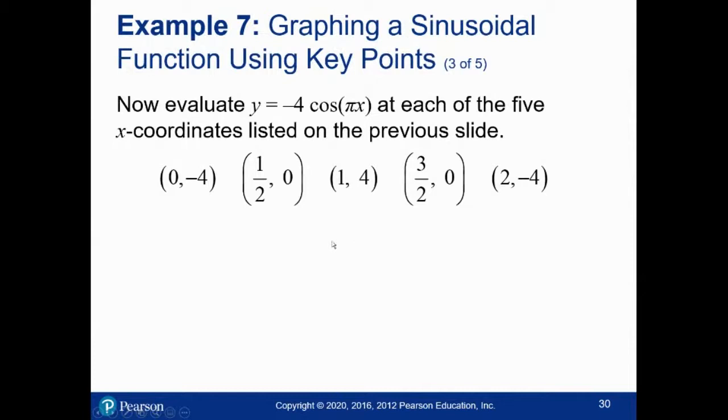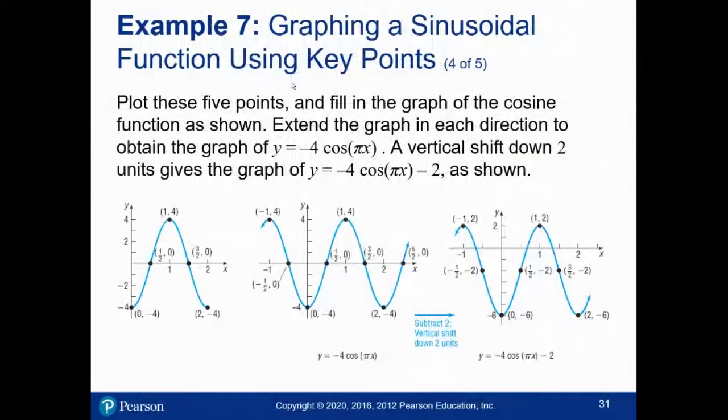Notice what they're doing is they're first graphing just -4 cosine of pi x. They haven't done the -2 at the end yet. So there is -4 cosine of pi x here, and then they just shift it down by 2, and they get exactly the same reference points that we had on the previous slide.